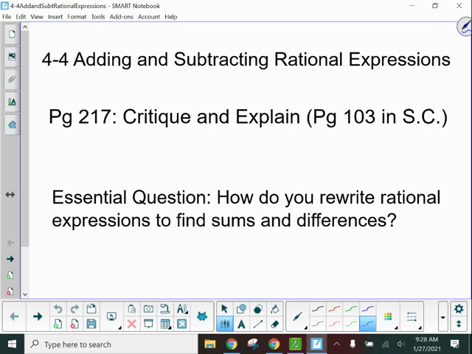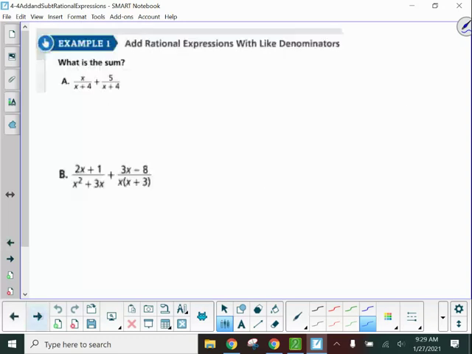Part 1 video for 4-4, adding and subtracting rational expressions. So in the last unit, we looked at multiplying and dividing, and now we're going to move on to adding and subtracting. And just like with fractions that don't have variables in them, adding and subtracting is going to add an additional layer, because you do need to make sure that you have common denominators before you can combine your numerators together. So our essential question: how do you rewrite rational expressions to find sums and differences?